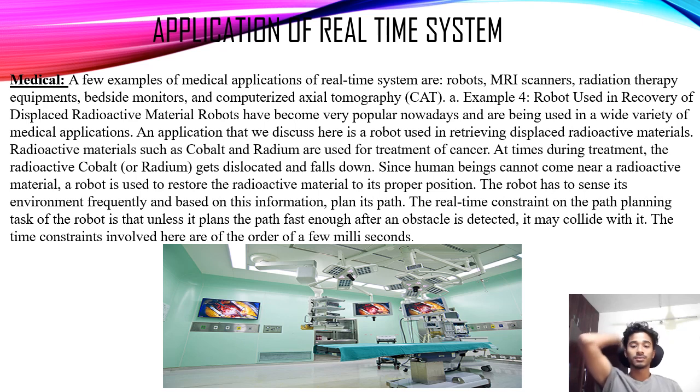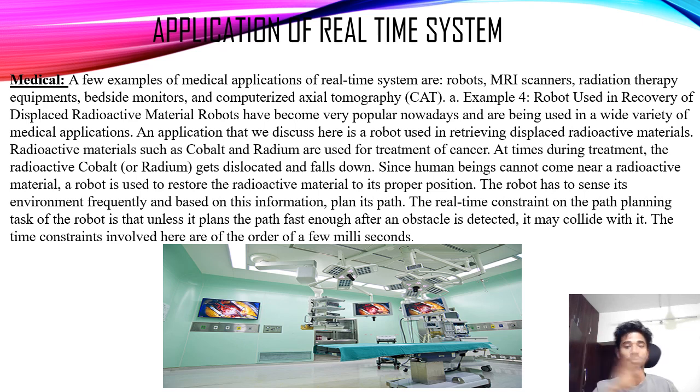So let's discuss the applications of real-time systems. The first and the most important one is medical applications. A few examples of medical applications of real-time systems are robots, MRI scanners, radiation therapy equipment, bedside monitors, and computerized axial tomography. Then, an example: a robot used in recovery of displaced radioactive material.